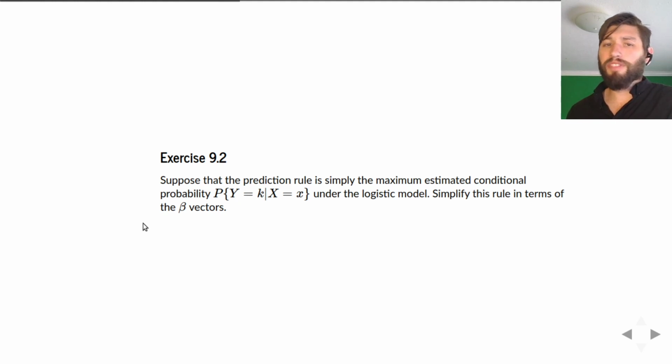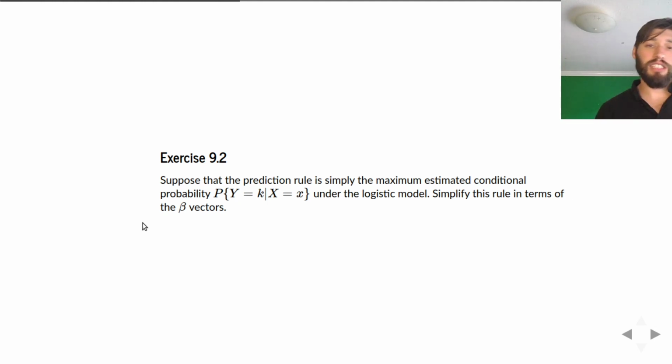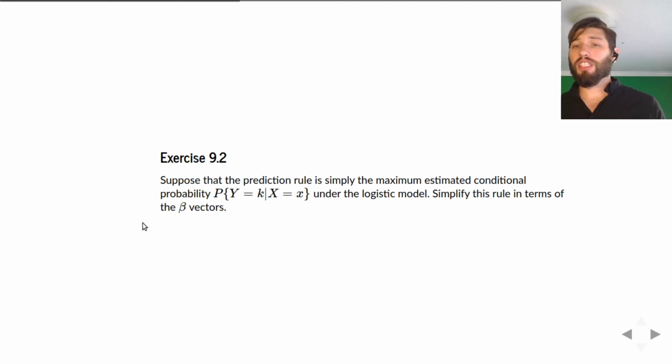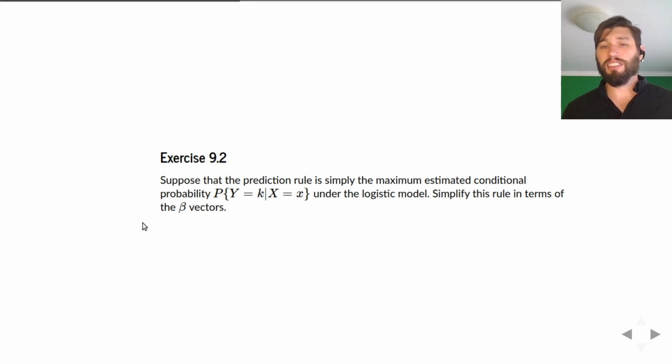So as a brief exercise, I want you to suppose that your prediction rule is simply the maximum estimated conditional probability. So now let's think about prediction. That's been a little bit about the model itself. So we're going to predict just with the one that has the highest probability. Now we want to simplify these rules. I want you to give me a simplified rule in terms of the beta vectors and the x. So take some time to do that. I'll see you soon.